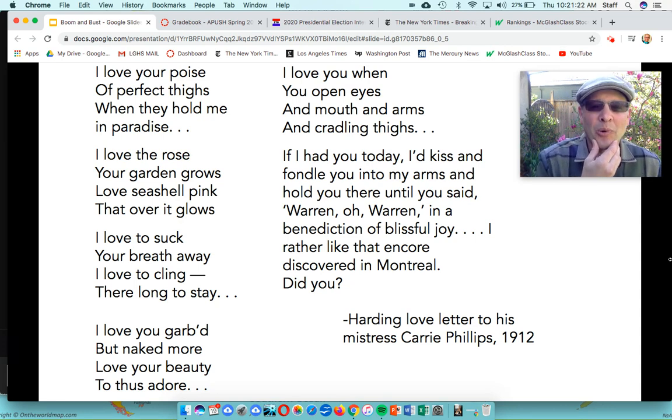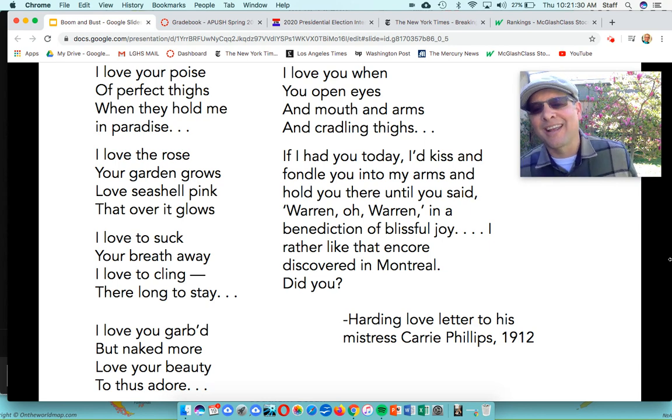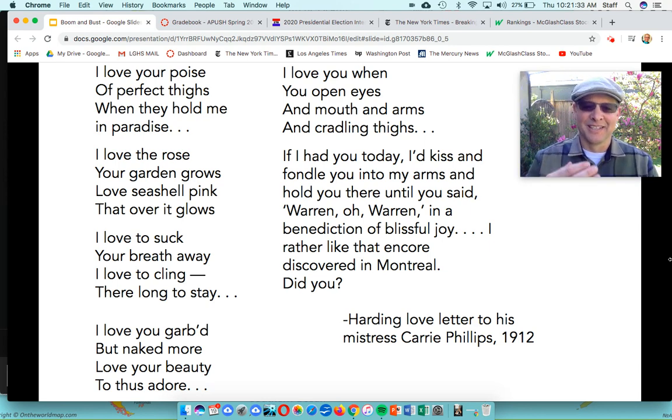I love your poise of perfect thighs when they hold me in paradise. I love the rose your garden grows. All right, I can't even read this whole thing. You guys can read it. Pause it, but it gets good. What happened in Montreal? That's what I want to know.